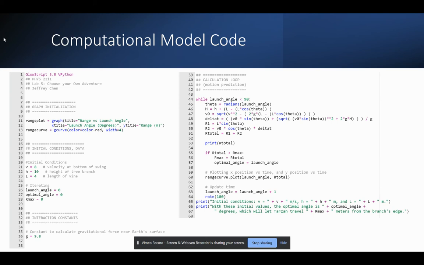With all the intermediate variables defined, the loop then sums R1 and R2 to R total, as given in part 5 of the calculations, and prints R total to the console. If R total is greater than the variable R max, the loop then replaces R max with R total and stores the launch angle from that iteration as the optimal angle. Finally, the loop updates the graph, increments the launch angle by 1, and advances to the next iteration. At the end, the program prints the initial conditions and reveals the optimal angle.